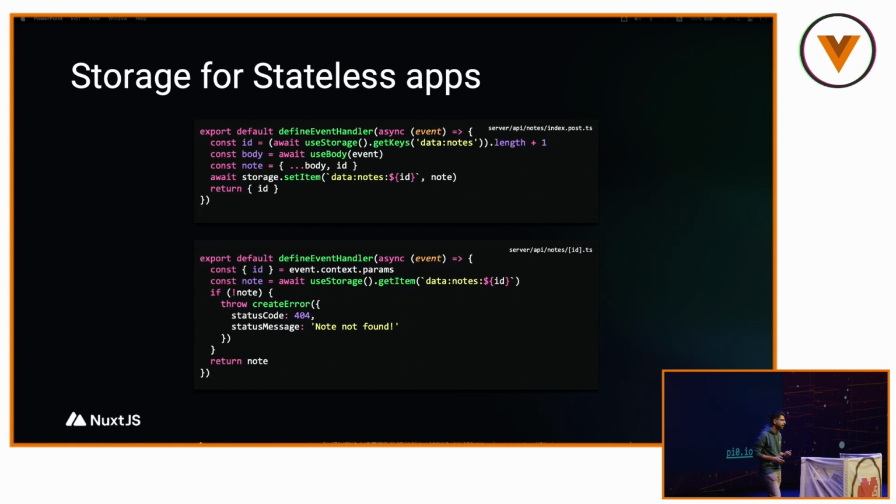And to use it, you can use event context to read request parameters. If you look at the server file, it has an ID dynamic part in it. That's how you can access it. You can retrieve the note. You can create an error if the note is not found, and if it's found, just return it. By returning, it's serializing the note and sending it with the right content type to the client.